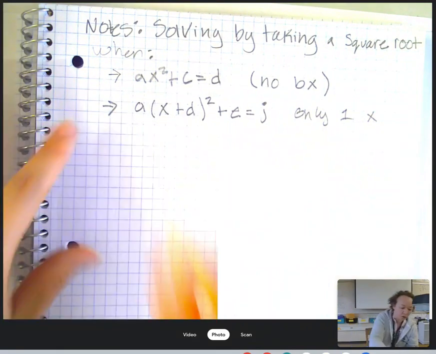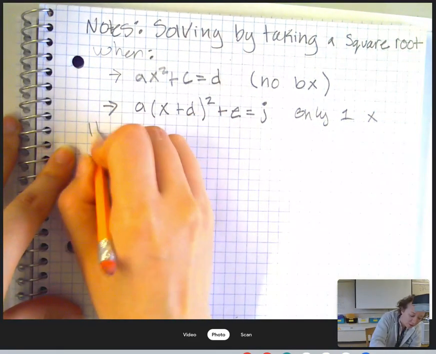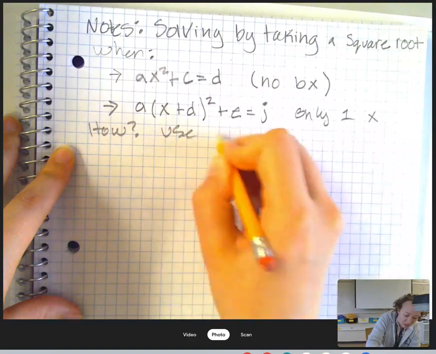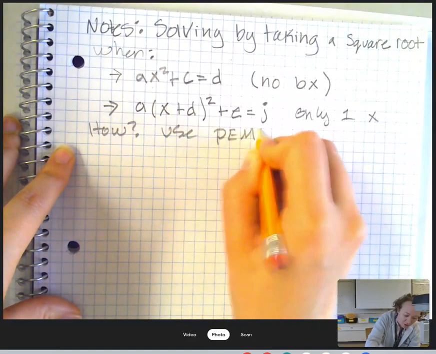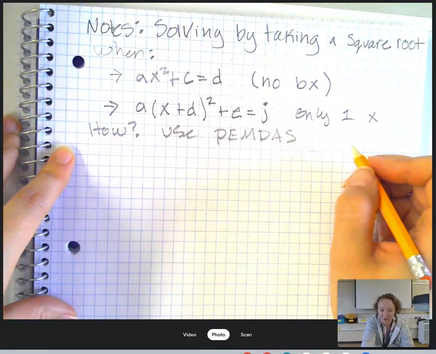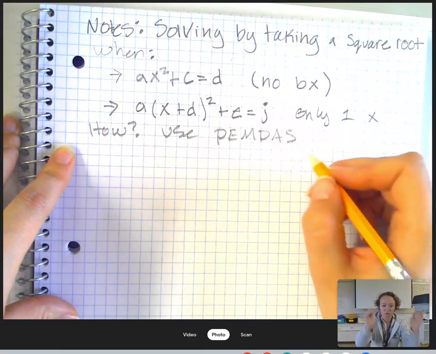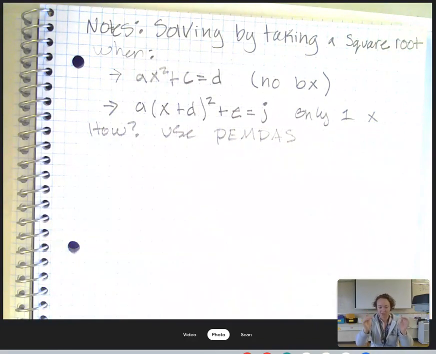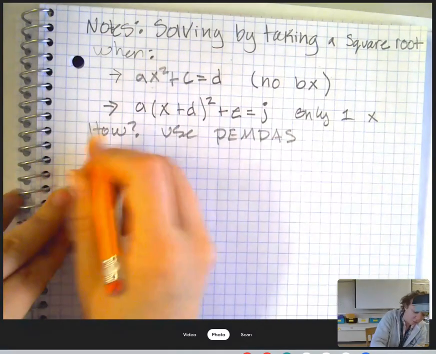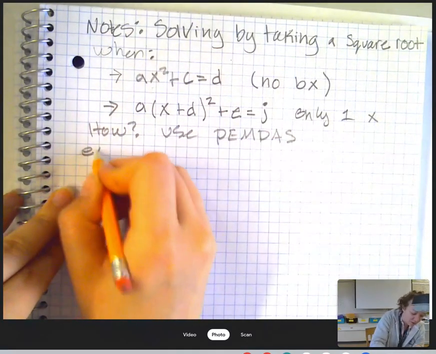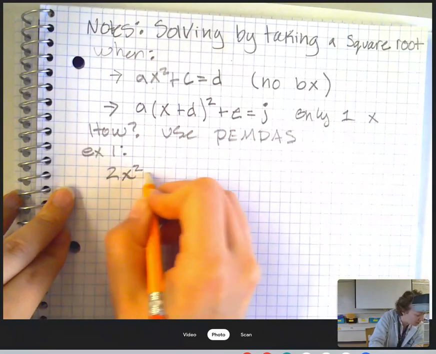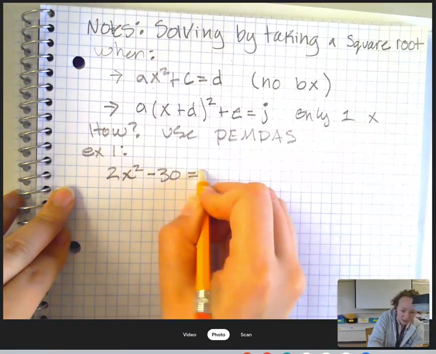All right, so that brings us to the how. How do we do this? We solve using PEMDAS, just like we've done pretty much everything else all year. We have to follow order of operations in order to do some solving steps, where we do the same thing to both sides and we work our way to a solution. Okay, so let's do one example of each type. This is example 1. Let's say we have 2x squared minus 30 equals 2.